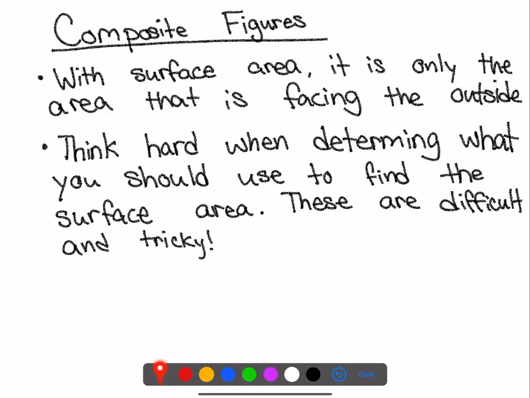Composite figures, we're almost near the end, but this is where it gets tricky. With surface area, it's only the area that's facing the outside. Very important that it's only the area facing the outside. So think hard when determining what you should use to find the surface area. These ones are difficult and a little tricky, but remember, it's only what's facing the outside of our shape. It's not what's covered up.